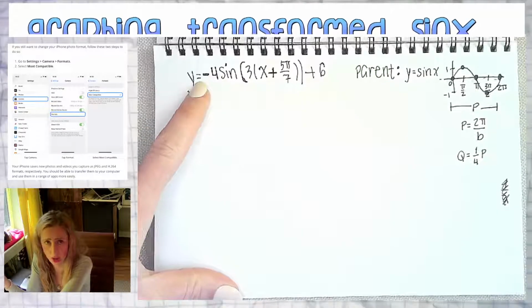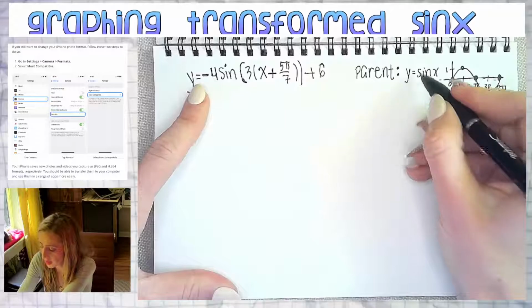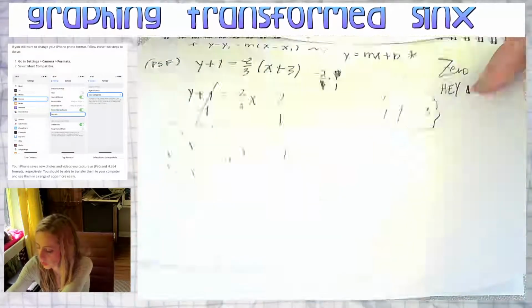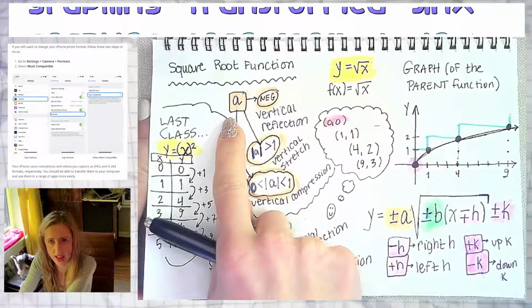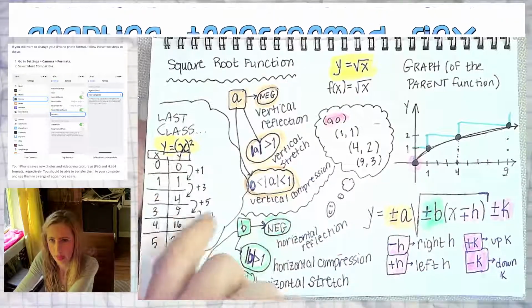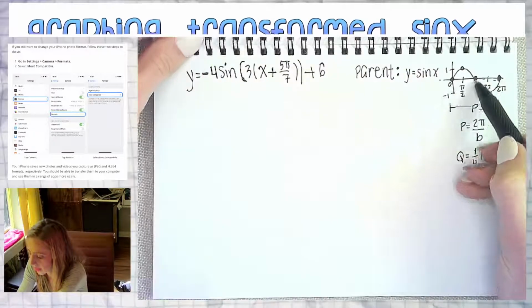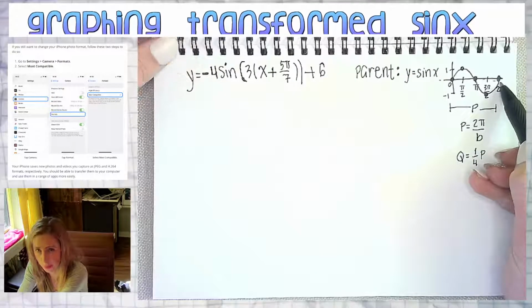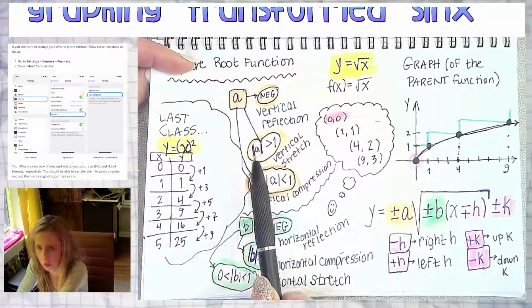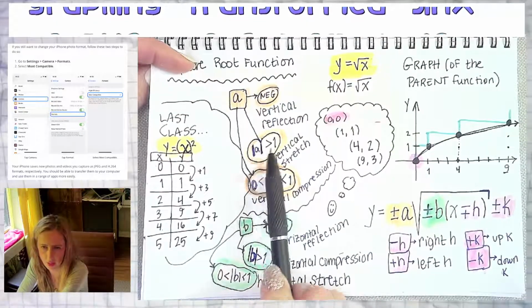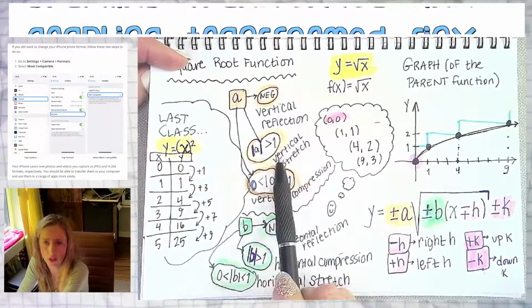I have a negative in front of a, as we reviewed with the square root function. If a is negative, it's a vertical reflection. That means this is going to reflect and it will have that kind of a shape instead. The 4, if a is greater than 1, absolute value, I don't care that it's negative, I'm just saying 4 is bigger than 1, it's a vertical stretch.